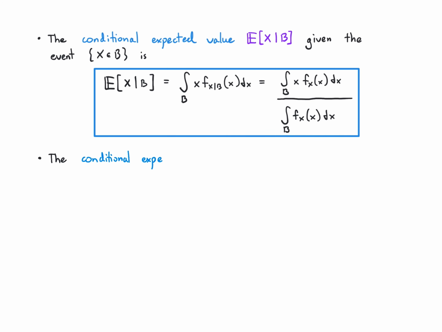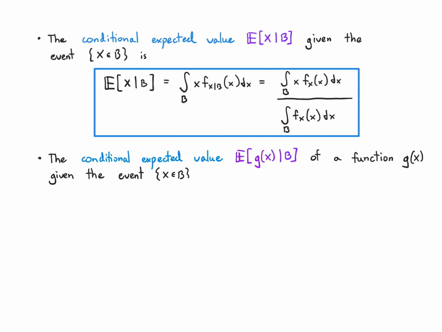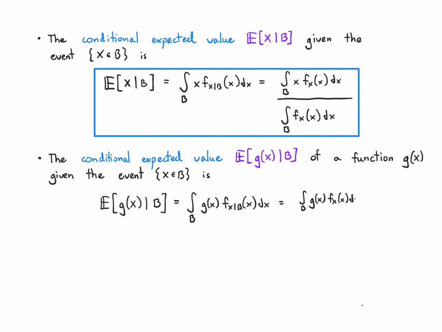We can state the exact same thing for the conditional expected value of a function. The only thing that changes is that instead of integrating X, we're integrating g of X times the conditional PDF, and you can substitute in g of X in both places in this other formula as well.